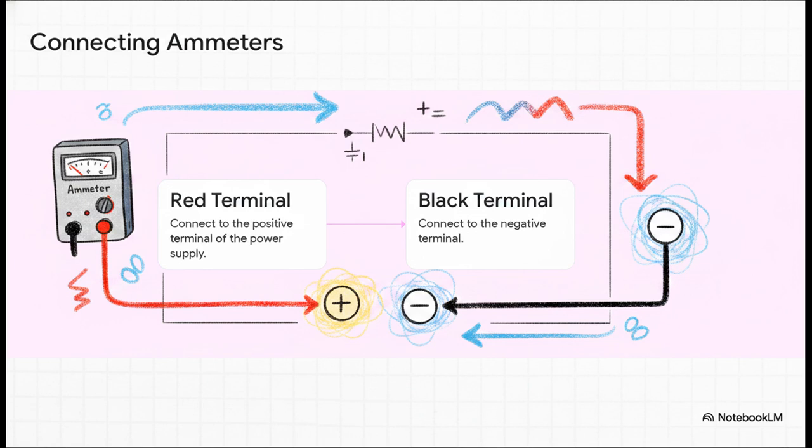The red terminal of the ammeter has to be connected to the positive terminal of your power supply. It can be a direct connection or through other components, but the path has to lead to positive. Consequently, the black terminal connects back toward the negative side. Matching up this polarity is what ensures the device actually reads the flow correctly.